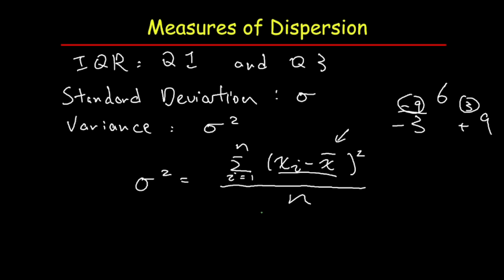Now, most of the time, even on your IB test, you won't be required to calculate this. All you have to do is punch in the numbers on a TI-84 and let the calculator do that for you. In most questions, the standard deviation and the variance would also be given to you.